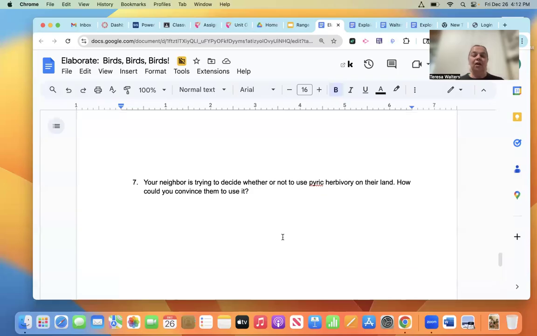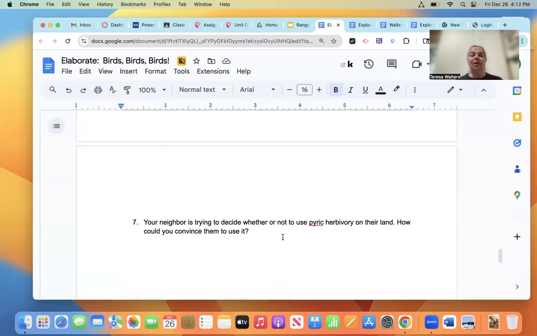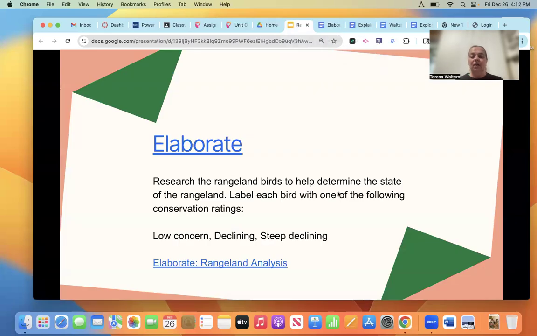And then they thought about the question: your neighbor is trying to decide whether or not to use treatments on their land. How would you convince them to use that? And then they share that as a class, what they decided.